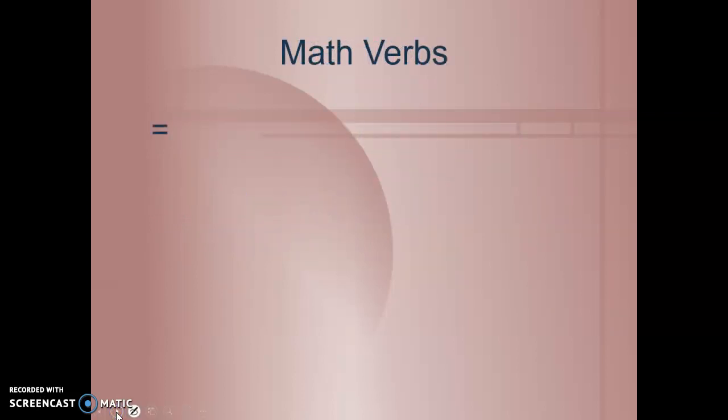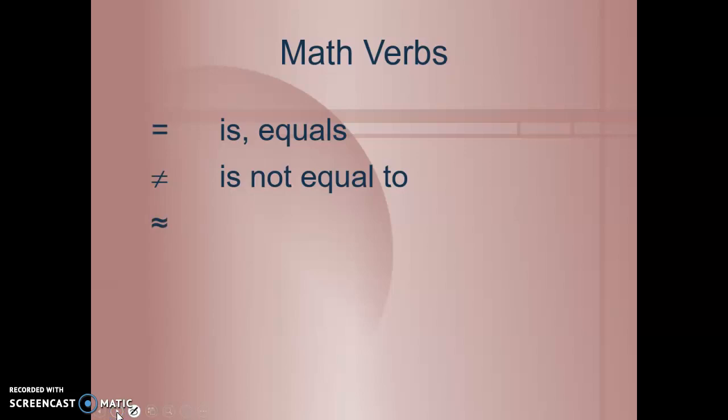Let's take a look at some math terminology or some math verbs that you need to know. When we see this sign, we can read it as is or equals or equal to. This means is not equal to. The symbol means is approximately equal to.